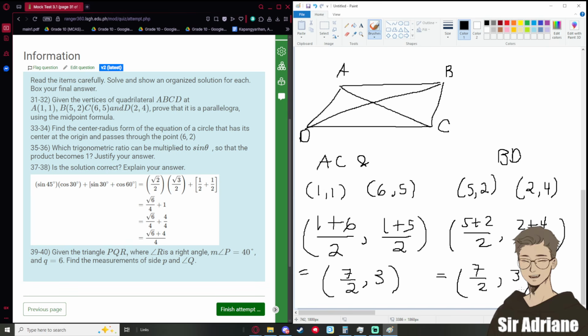So as you can see, these diagonals have the same midpoint, 7 over 2, 3. And with that, we were able to show that this quadrilateral is a parallelogram.